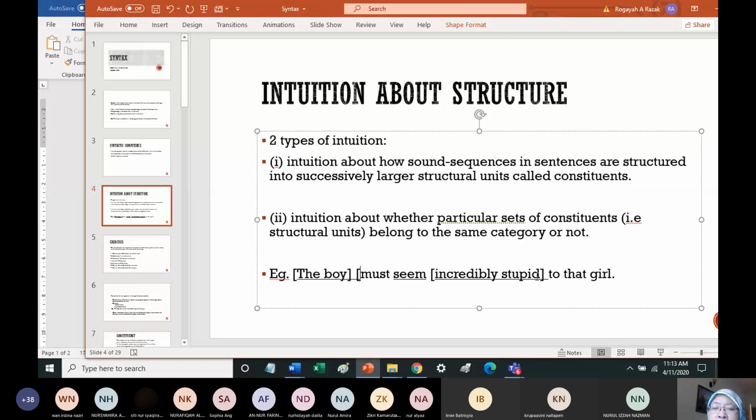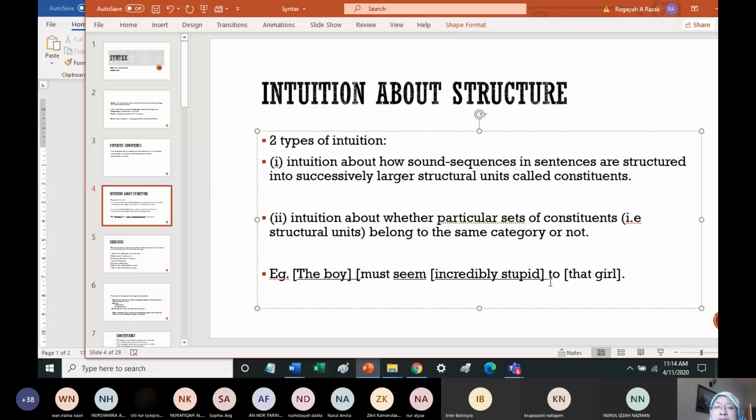And then stupid to. Stupid to doesn't go together. What about to that? To that also doesn't go together. How about that girl? That girl is okay. So we say, okay, that girl is a constituent. So we put a square bracket there.